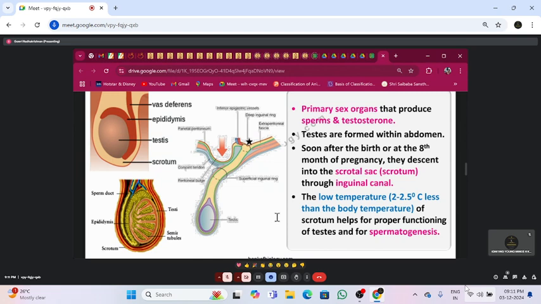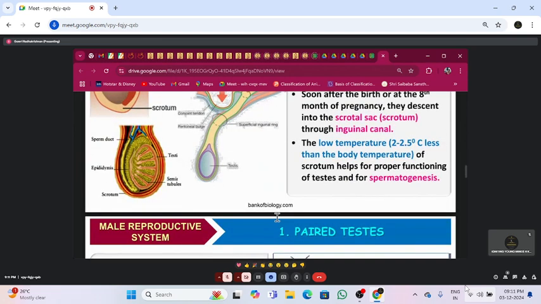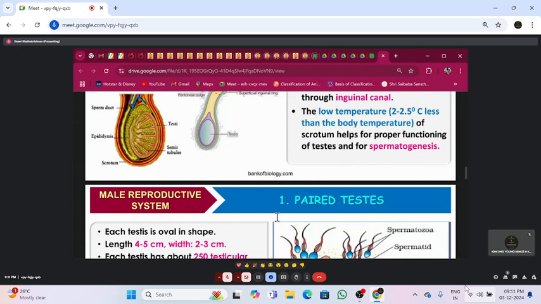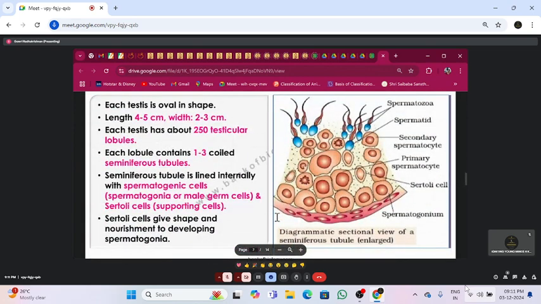When they descend into the scrotal sac, the temperature is at least 2.5 degrees Celsius less than the body temperature. This helps in the proper functioning of the testis and for spermatogenesis, so it stays in the sac. Each testis is oval in shape, length 4 to 5 centimeter, width 2 to 3 centimeter. Each testis has about 250 testicular lobules, and each lobule contains 1 to 3 coiled seminiferous tubules.